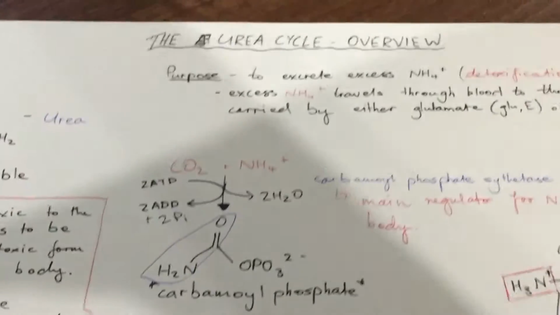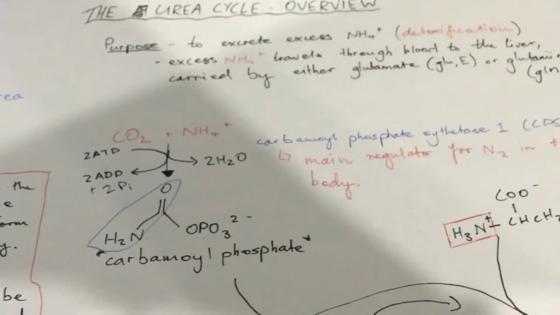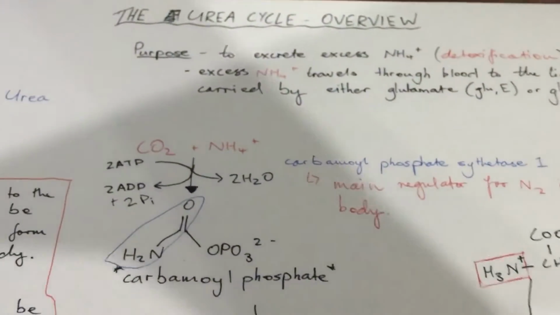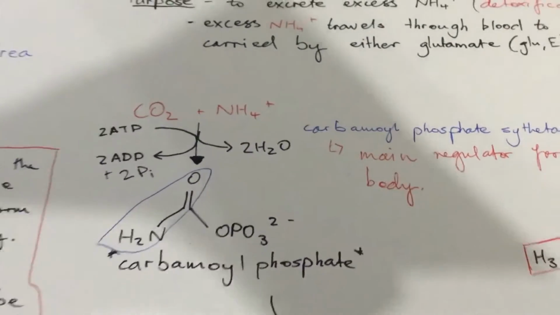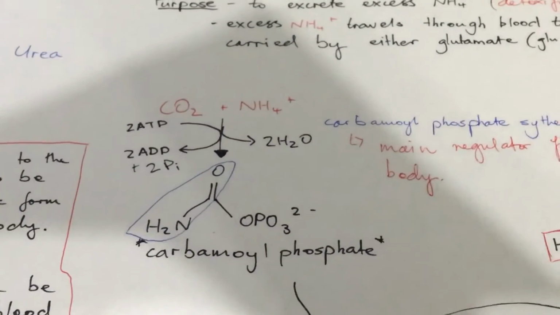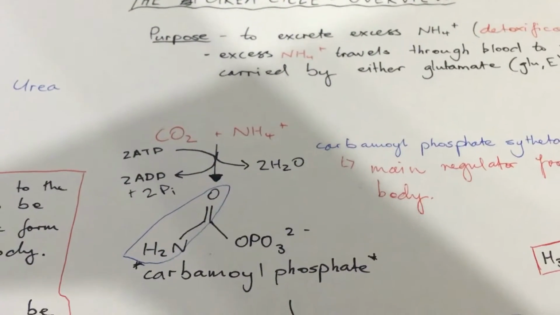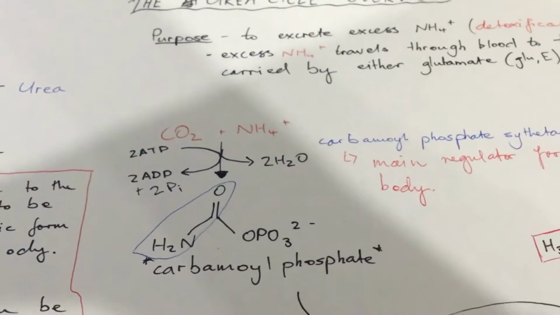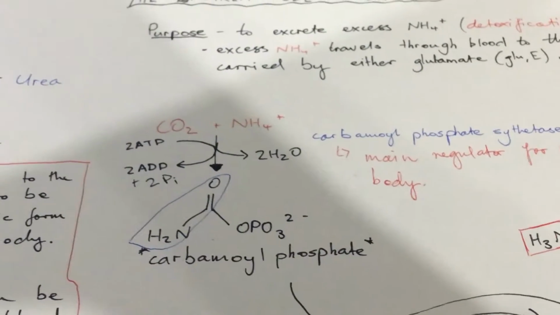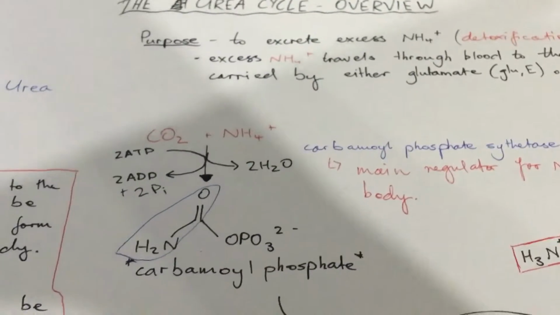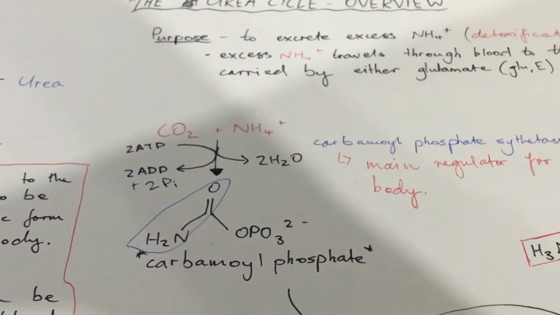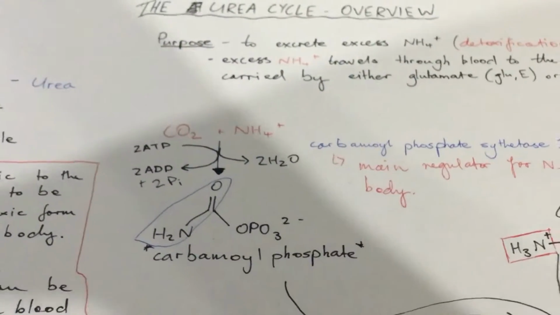Okay, so to start off, the very first step of the urea cycle, we will have carbon dioxide combining with this ammonium ion. An important thing to remember is where this carbon dioxide came from. How did this come about? It can't have just come from thin air. And you're right. The carbon dioxide actually comes from the product of the TCA cycle.